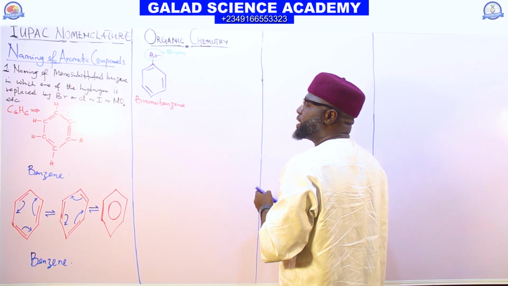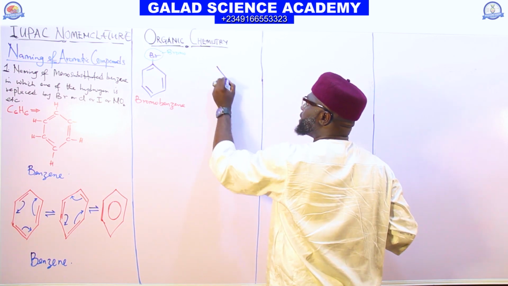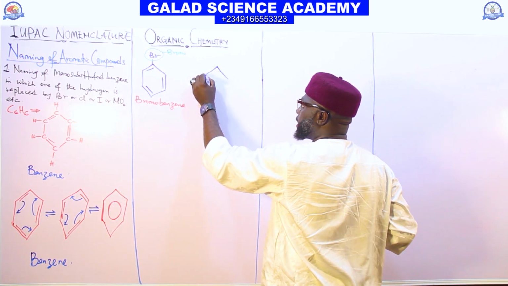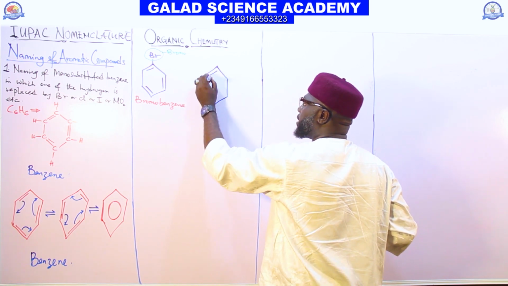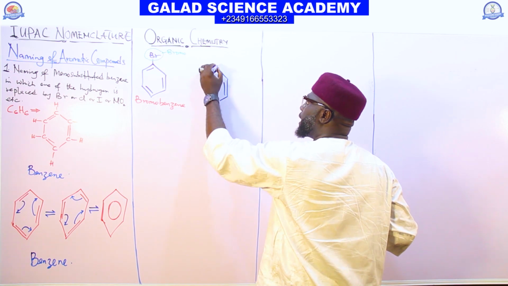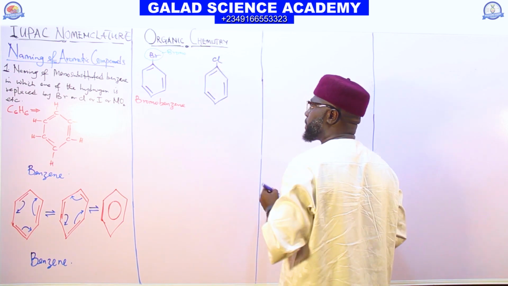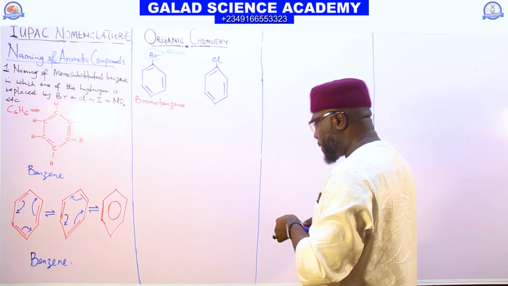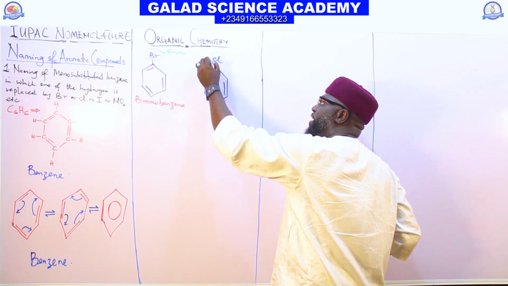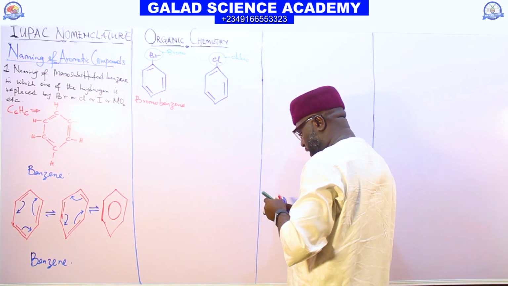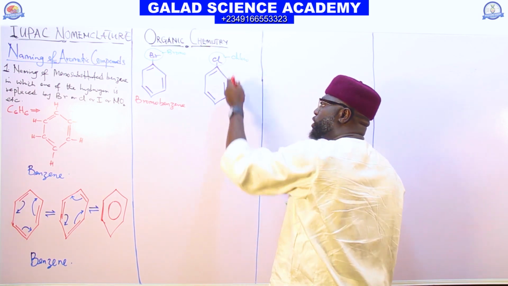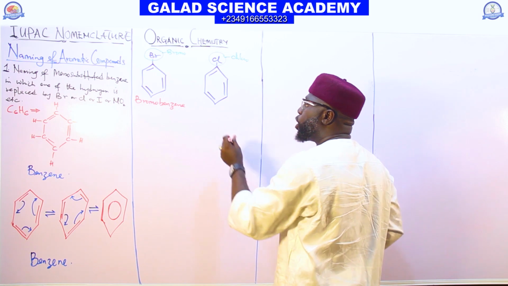Okay, if we have another compound in this form, we have benzene in this form. Here we put chlorine. So the presence of chlorine here will serve as the substituent group, chloro. What do we call this one now? Chloro what?